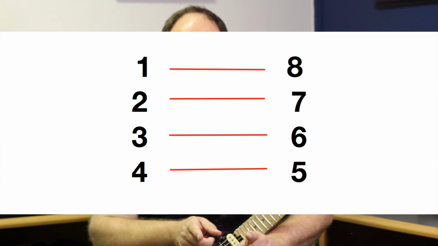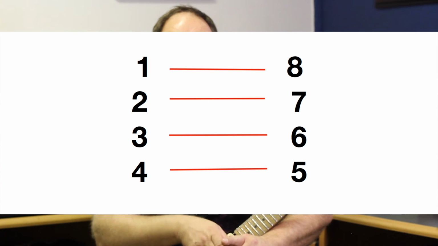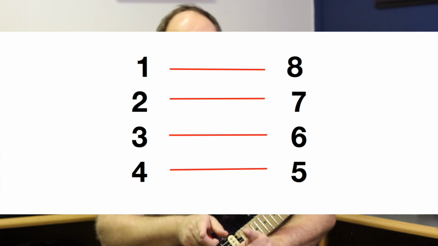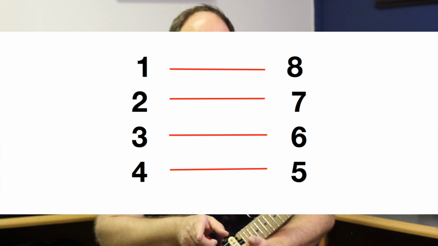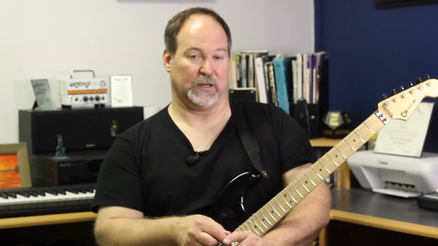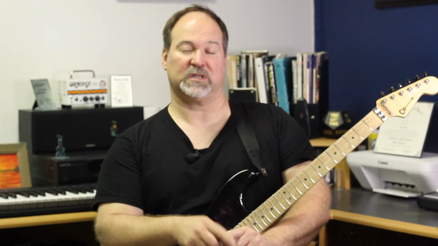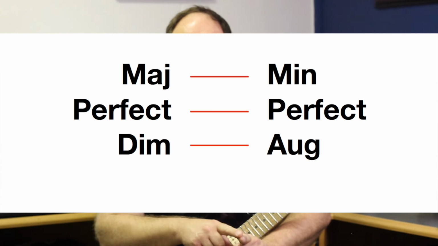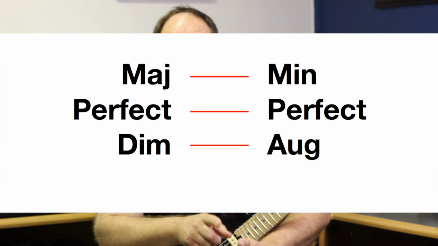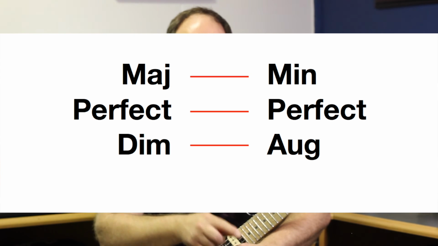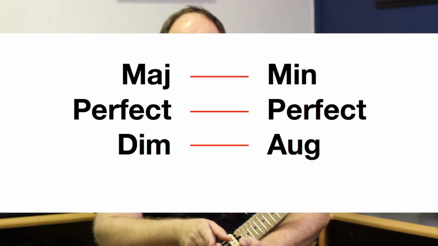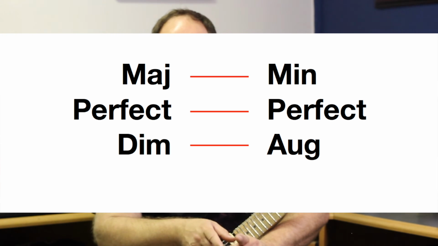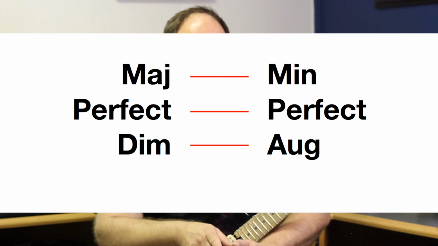Your twos will invert to sevenths, and sevenths will invert to twos. Your threes will invert to sixes, and sixes will invert back to threes. All right, fours will invert to fives, and fives will invert back to fours. So, all right, now the next step to this, there's one more step, is understanding that major intervals invert to minor intervals, and then back the other way. Minors invert to majors. So minors and majors invert with one another. Perfects invert to perfects. So they stay perfect. So a perfect fourth inverts to a perfect fifth, and a perfect fifth inverts to a perfect fourth.